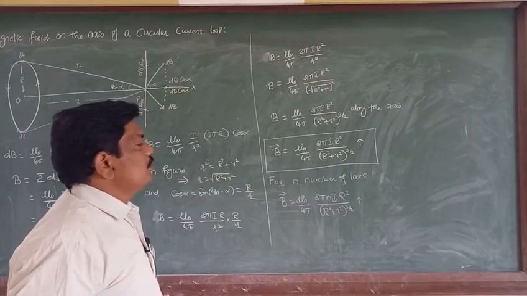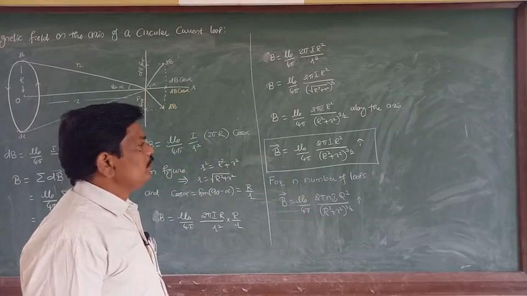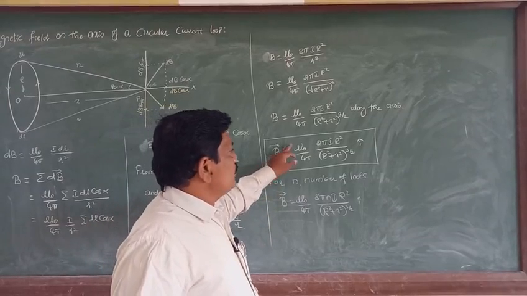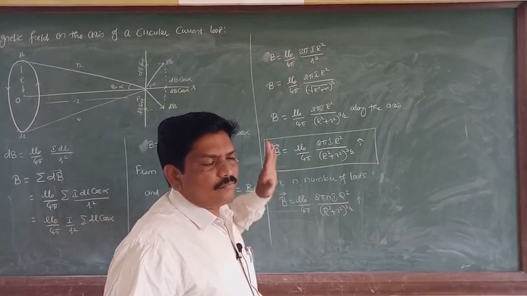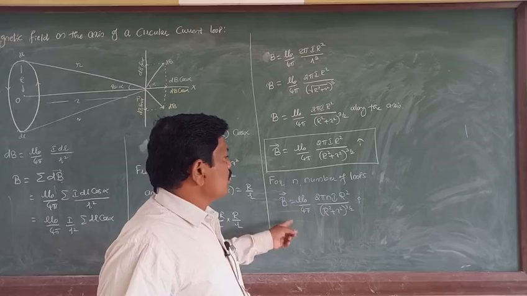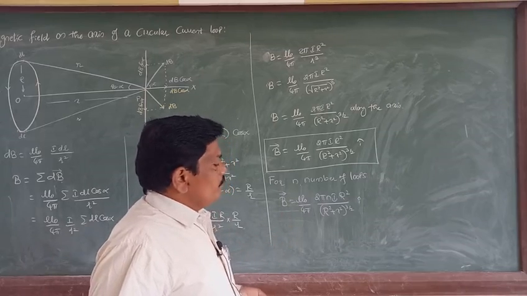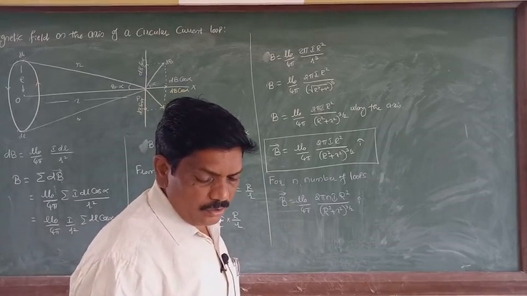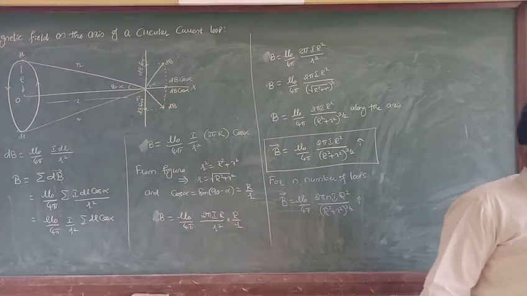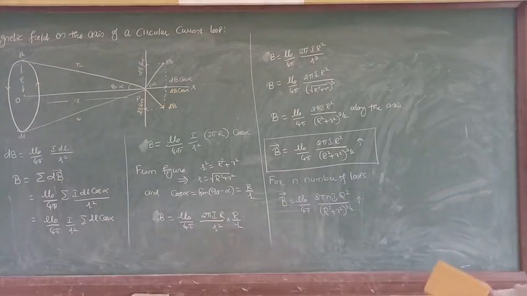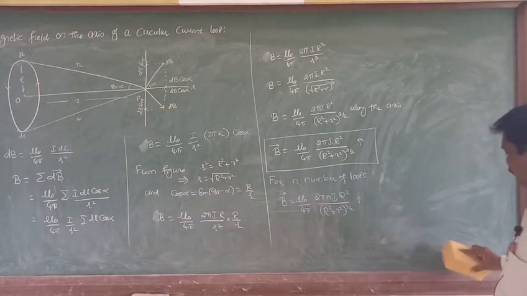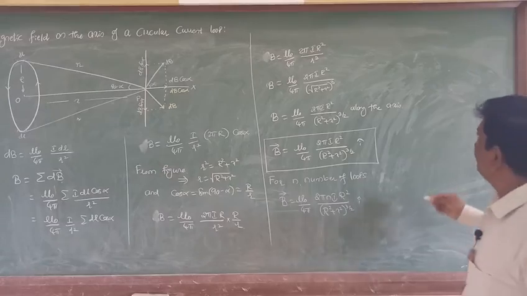Clear? The SI unit of magnetic field is Tesla. Clear? So now we know the expression for the magnetic field due to n number of loops or turns.